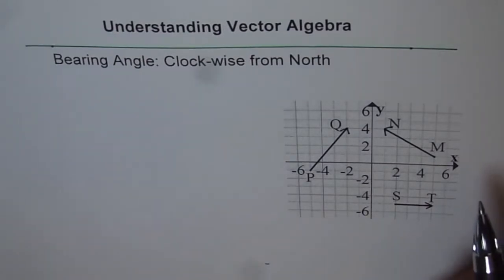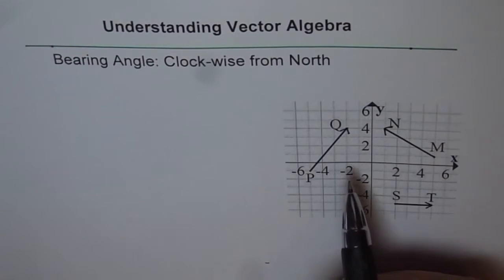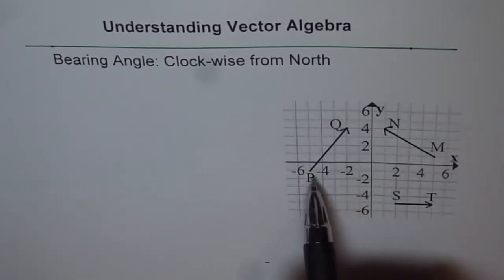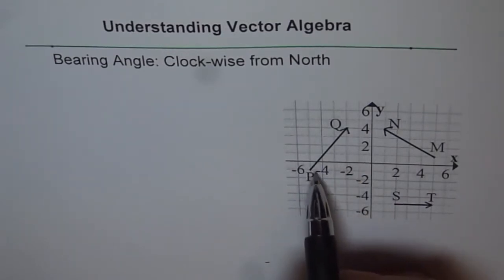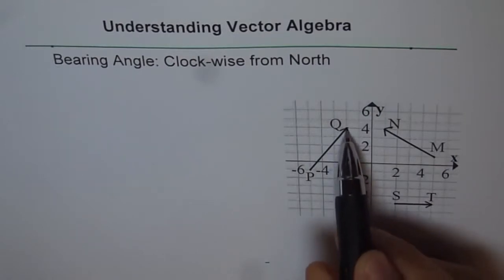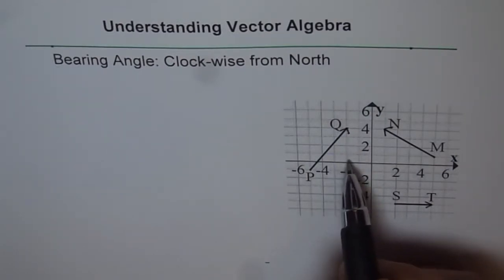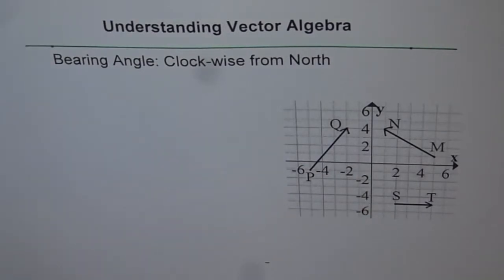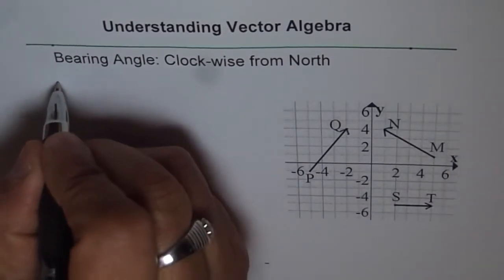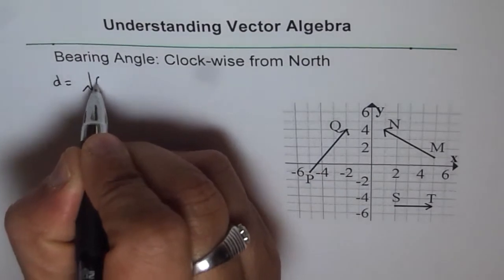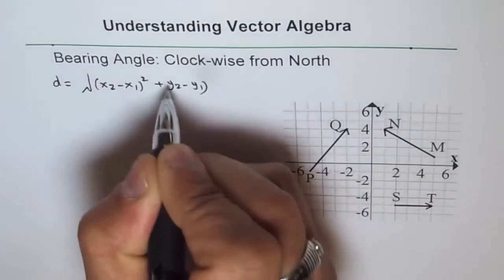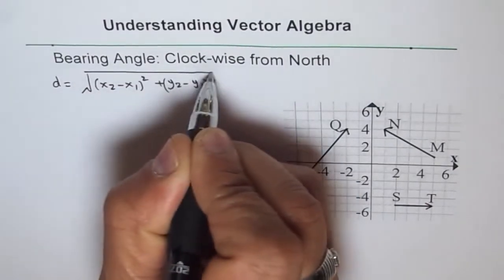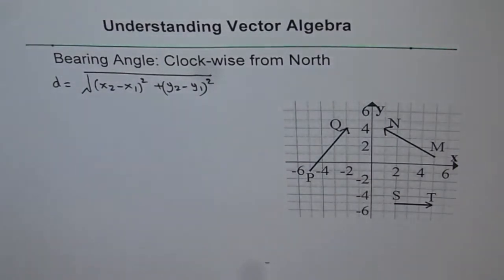You know vectors have direction and magnitude. Magnitude is finding the distance between the two points. You can find delta x, the change in x position, square it, add the change in y position squared, and take the square root to get the distance. That means applying the distance formula. Let me write it down: square root of (x2 minus x1) whole square plus (y2 minus y1) whole square. That will give you the magnitude of your vectors.